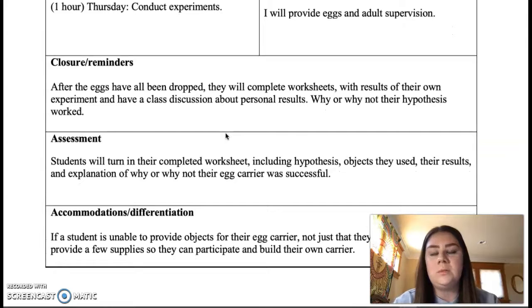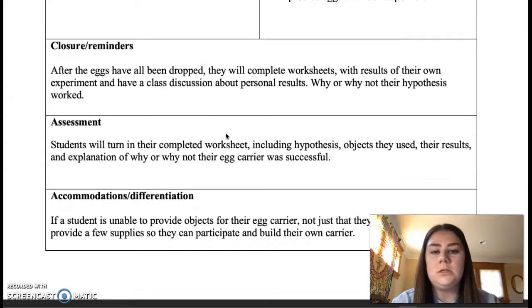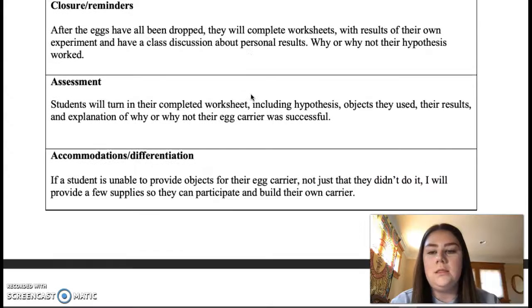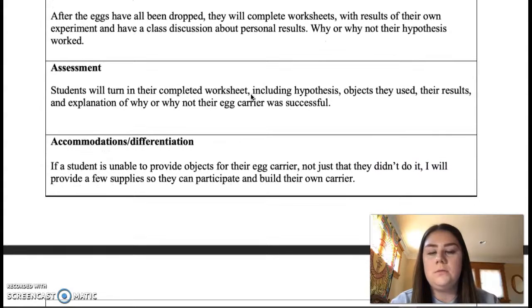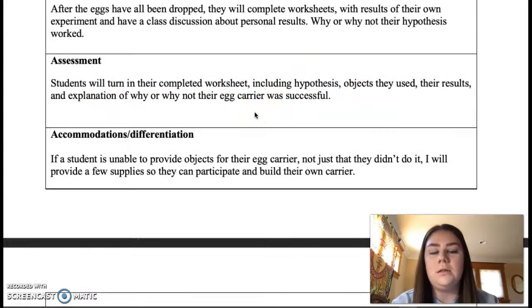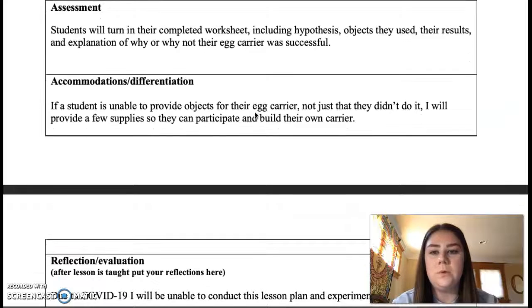So after the experiments have all been conducted, the students will complete their worksheets with their own personal results, and basically that worksheet is going to have their original hypothesis, the list of objects they had, the results, and then an explanation of why their experiment was successful or if it wasn't.